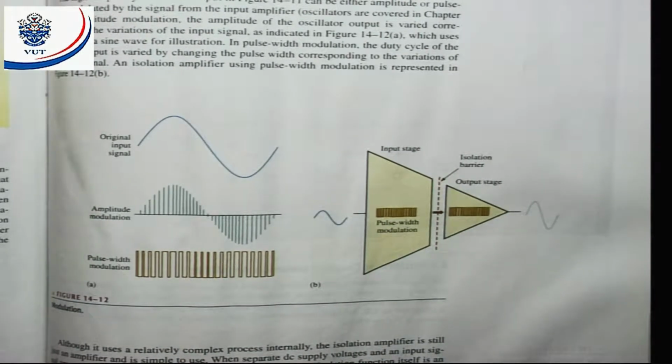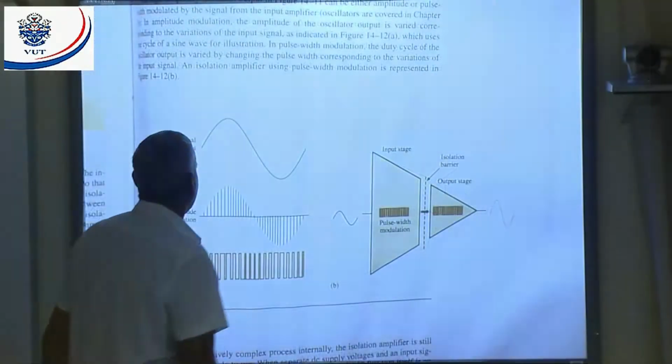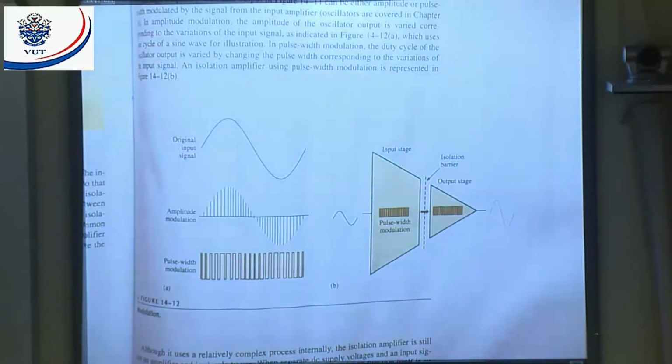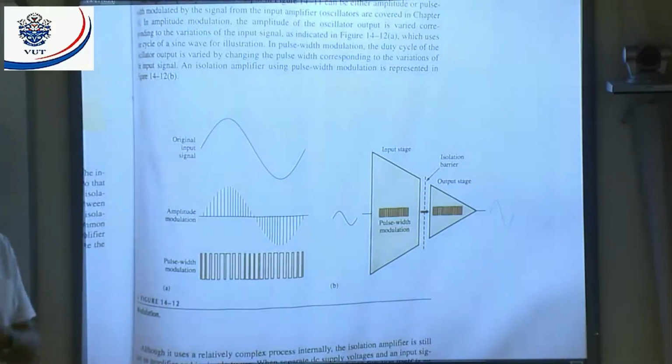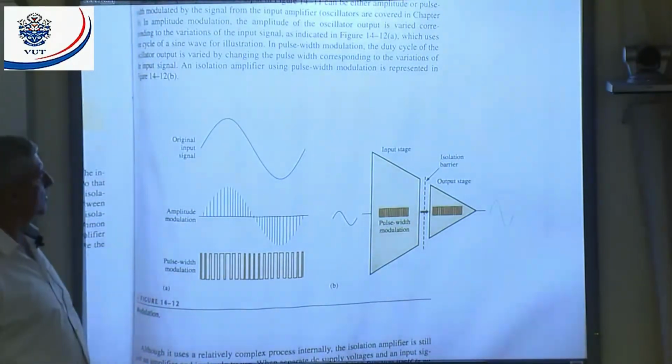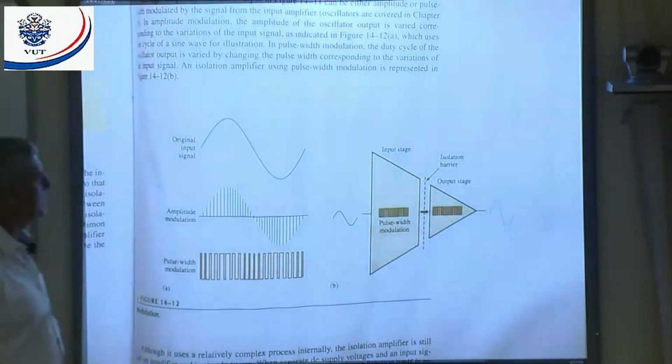All right, here they show us what actually happens here. Again, we can make use of different types of modulation. In this case, they talk about pulse width modulation, all right? That means the way I modulate my signal. We can also look at amplitude modulation, all the different types of modulation. Got the isolation barrier. On the other side, we demodulate again.